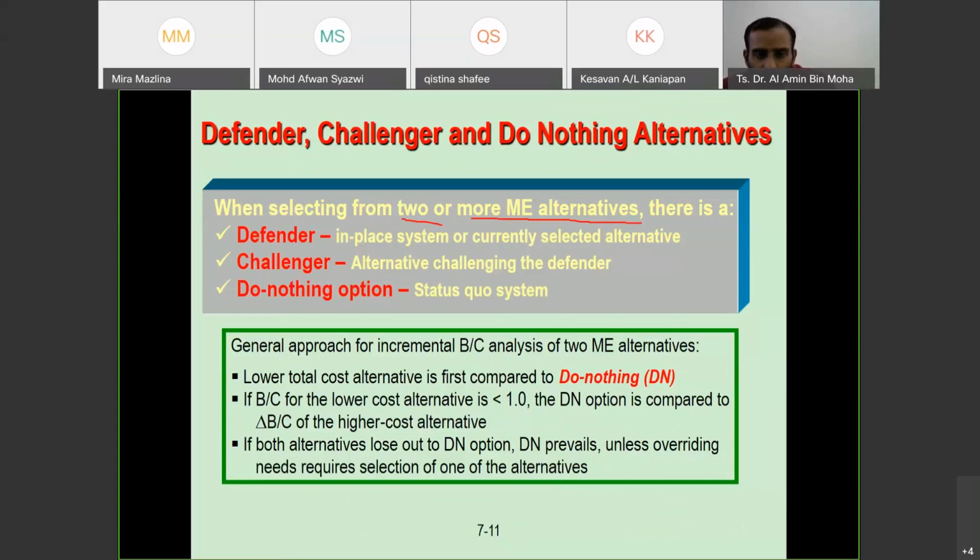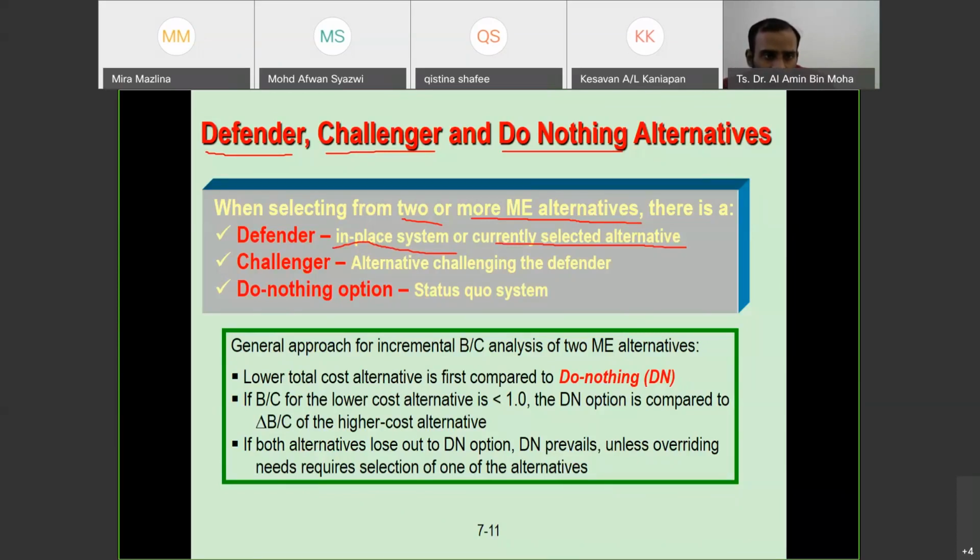So how we are going to do this is basically we're going to compare each alternative. We are going to familiarize ourselves with the terms defender, challenger, and do nothing alternative. So what is the defender? The defender is the currently in place alternative. Let's say you have machines, and you want to replace a machine. The existing machine is the defender. It's going to defend itself from being replaced. So, the in place system or currently selected alternative.